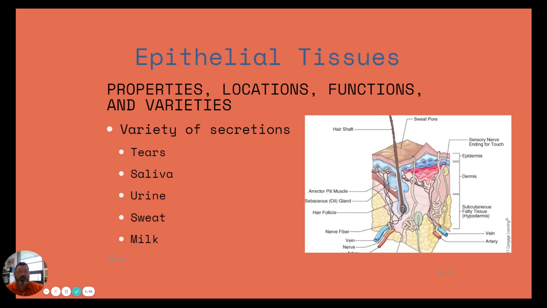Furthermore, as we talk about their functions, they have a variety of different secretions, and these are often based upon the specialized type of epithelial cell you might be referring to. There are epithelial tear cells that produce tears, saliva, urine, sweat, obviously, and then there are milk epithelial cells within the mammary gland.